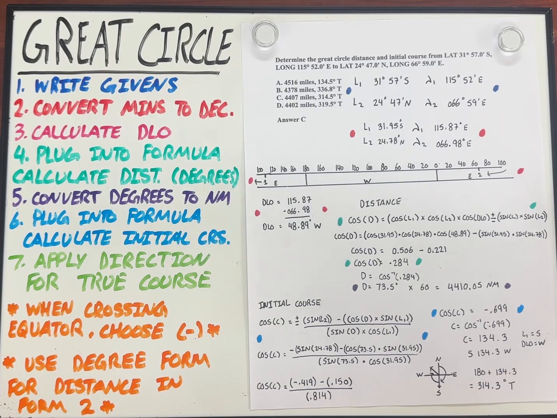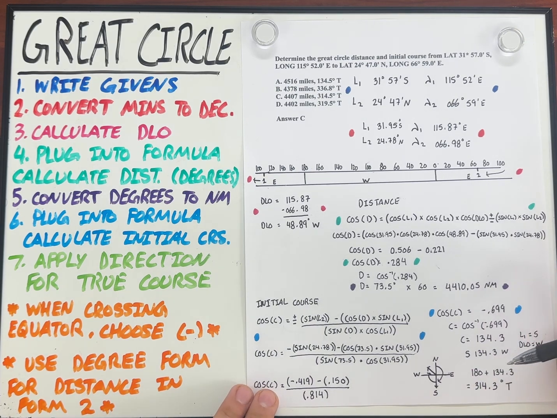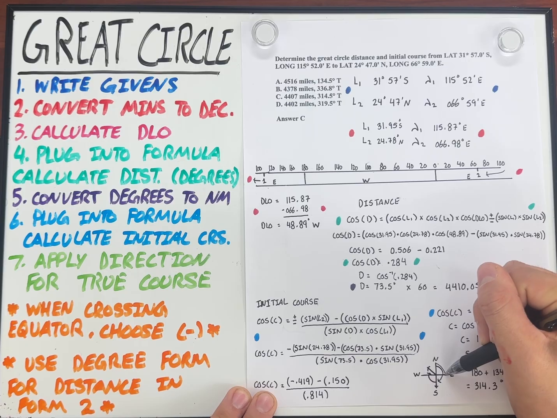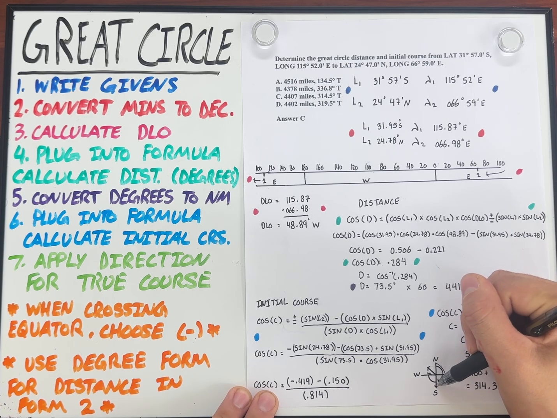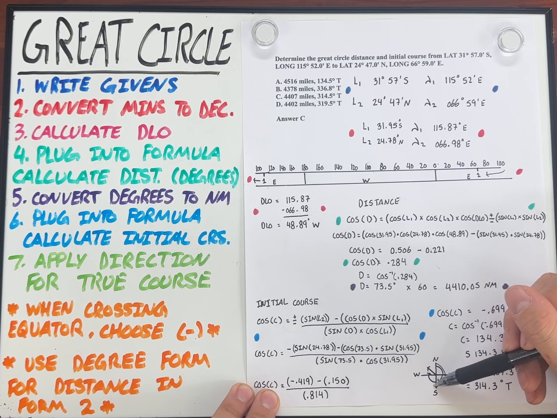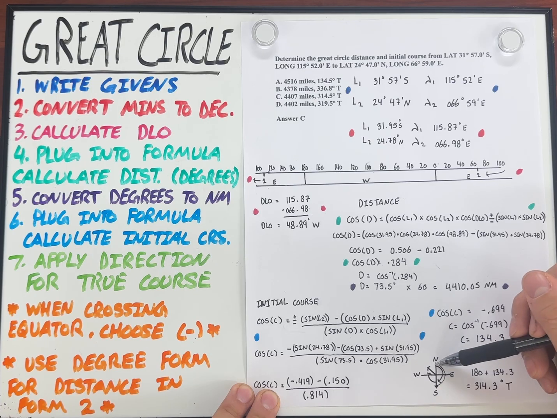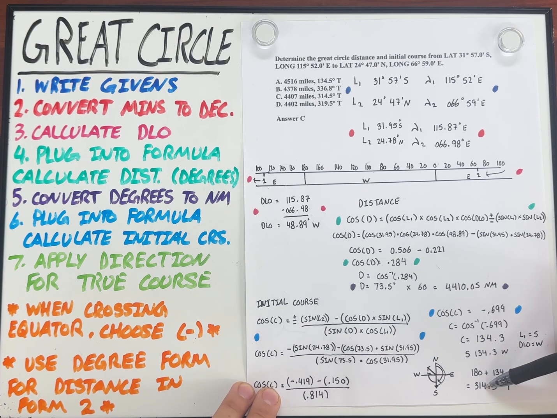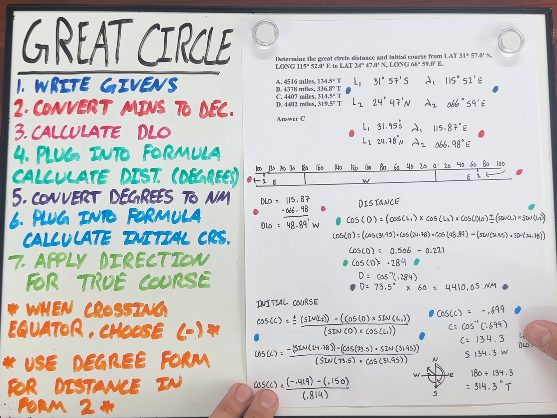Now we have to get a true bearing. This will be step 7. We have our 134.3 degrees to the west. We need to calculate that from north. So we'll go all the way to our starting point. From south, we have 134.3 degrees, and from the north, we have 180. So 180 plus 134.3 gives us a true course of 314.3 degrees. That is step 7.